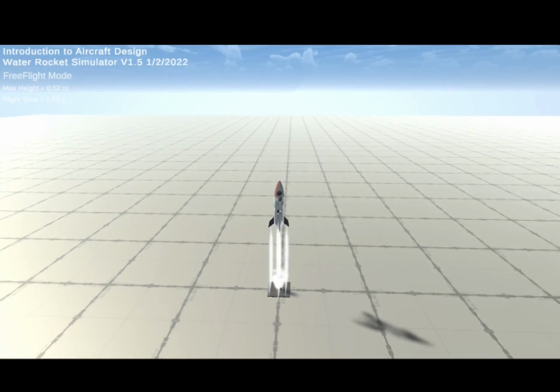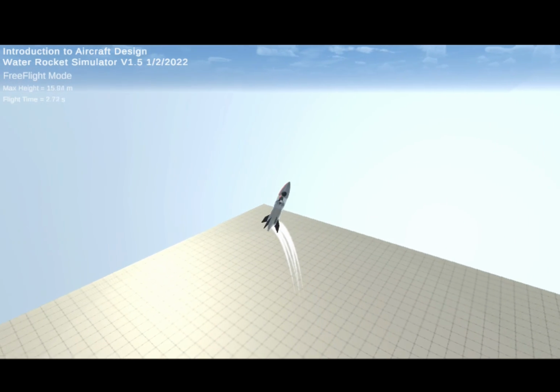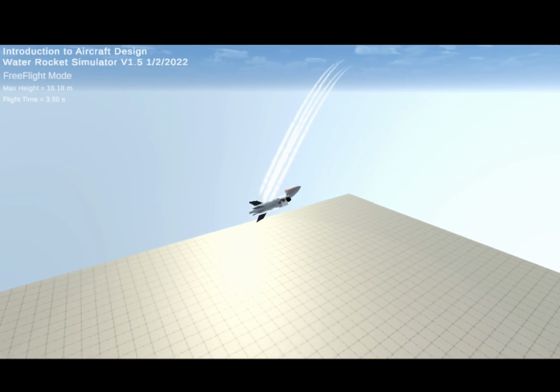Unity was also an excellent tool to analyze the different designs, as it allowed us to change variables and make adjustments quickly and test them in the simulation.